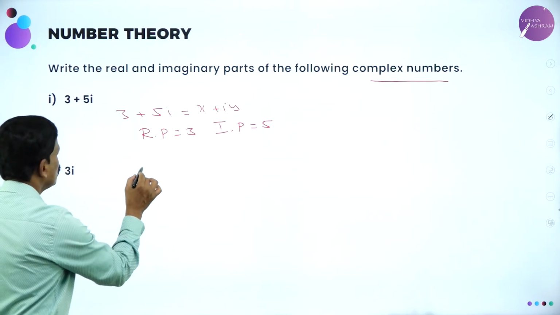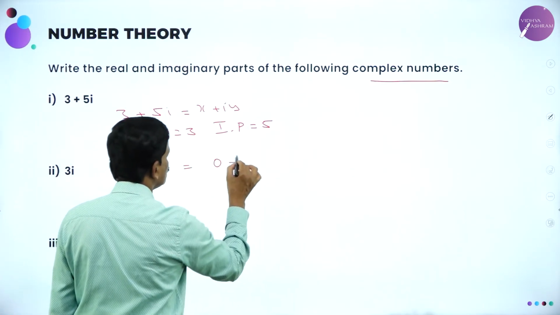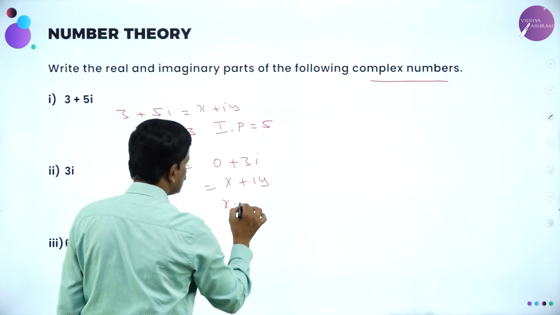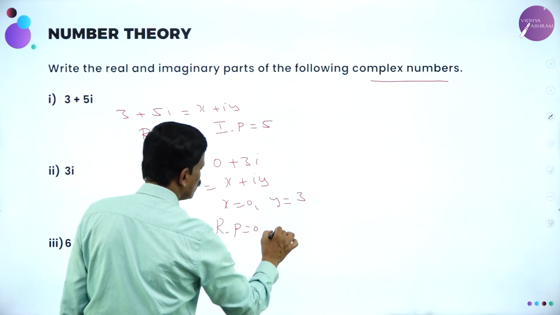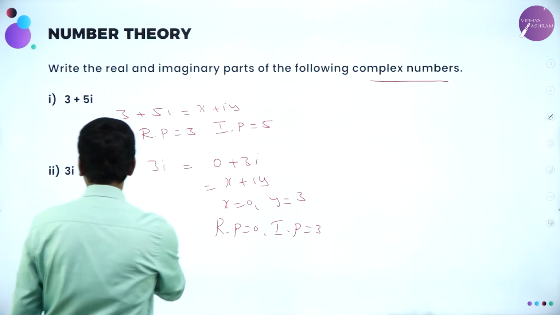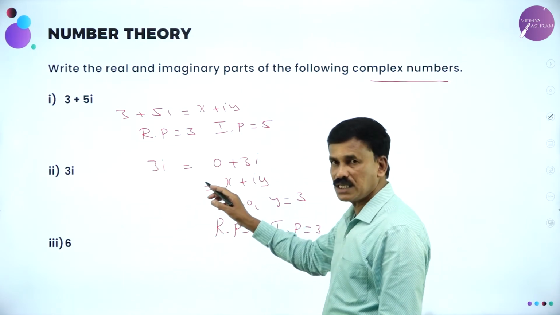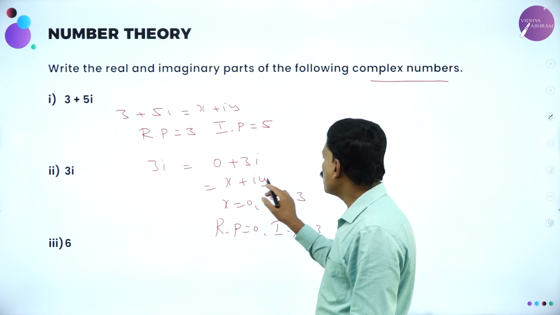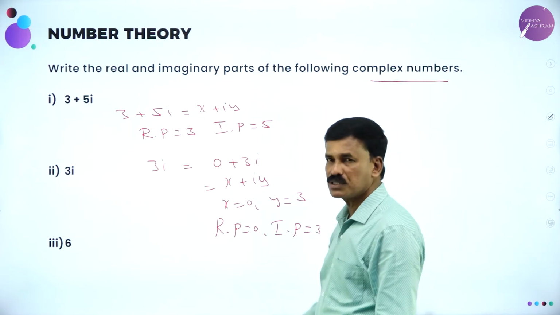Now, come to this. What is the given equation? 3i. So, the given equation 3i can be written as 0 plus 3i. This is of the form x plus i into y, x is equal to 0 and y is equal to 3. So, the real part is 0 and the imaginary part is 3. So, let us express this 3i in the form x plus iy. 0 plus 3i is nothing but 3i itself. So, the equation 0 plus 3i is of the form x plus iy, where x is equal to 0, y is equal to 3. Real part is 0, imaginary part is 3.